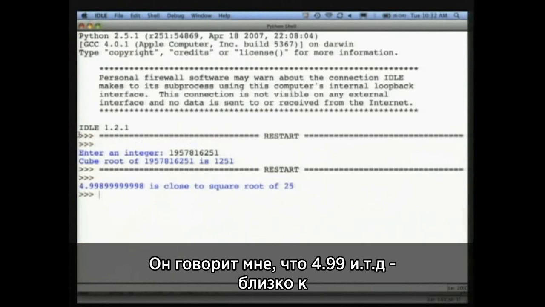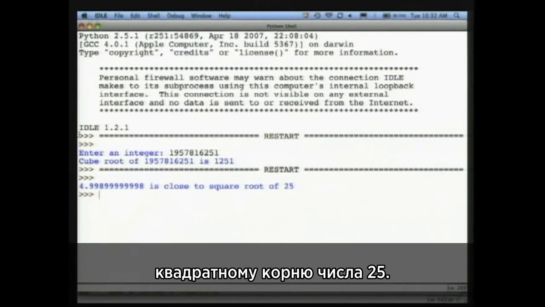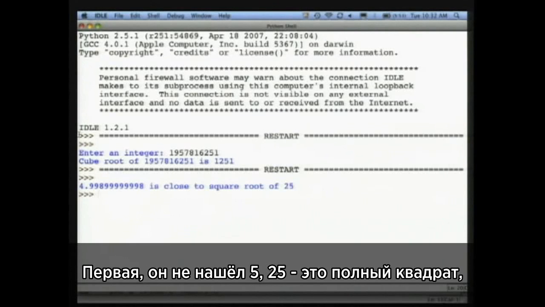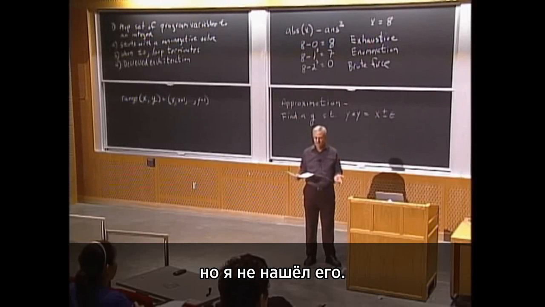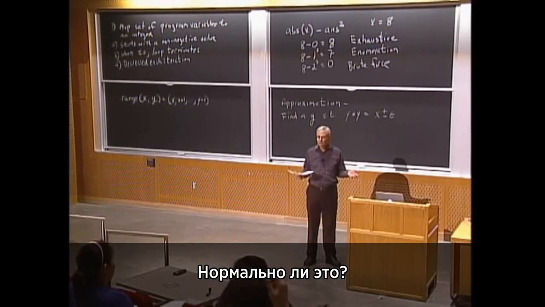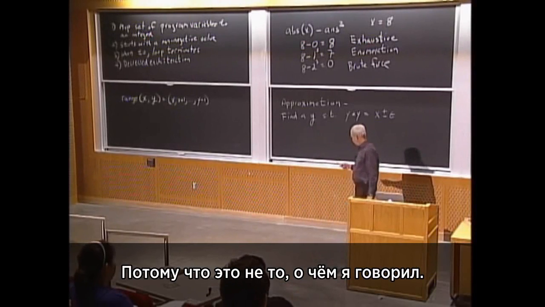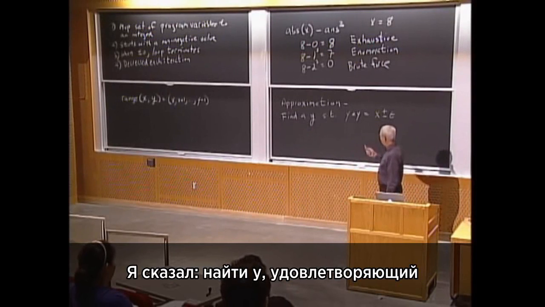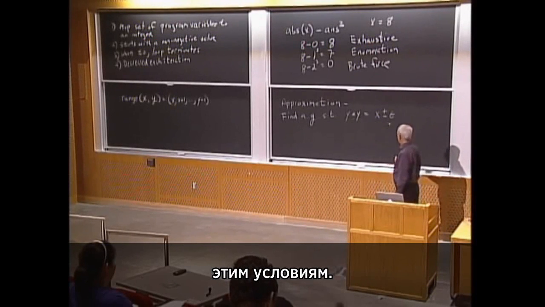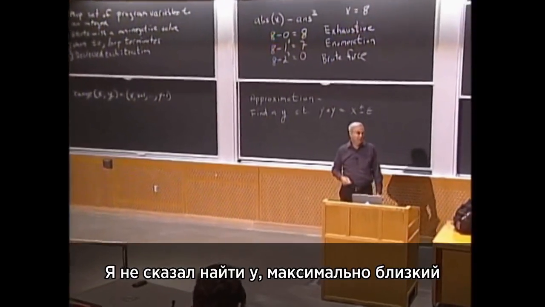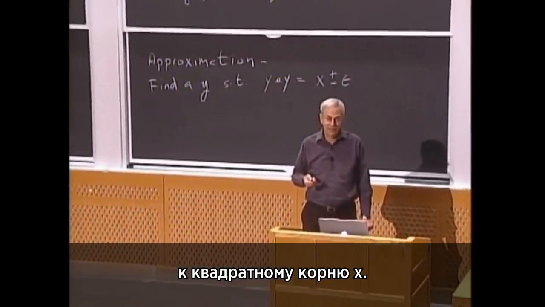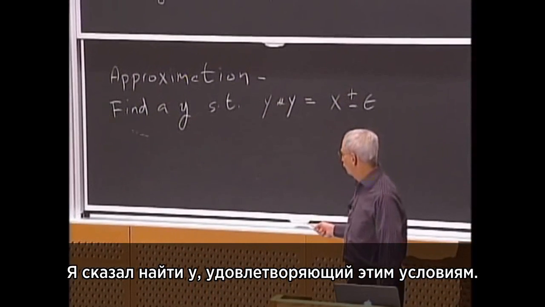All right, it tells me that 4.99, et cetera, is close to the square root of 25. So there's some things to note about this. First, it didn't find 5. 25 happens to be a perfect square, yet I didn't find it. Is that okay? Yeah, because that wasn't what I said. What I said is find a y that has these properties over here. And I did. I didn't say find the y that gets closest to the square root of x. I said find one that has these properties.